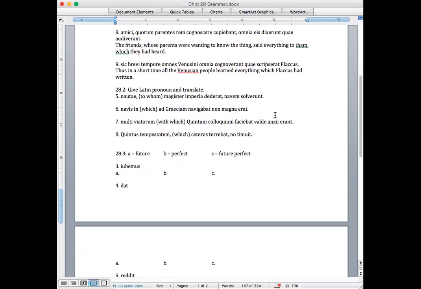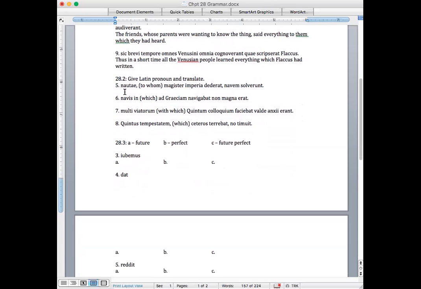28.2, we're going to give the pronoun and then translate the sentence. So we have to know the number and the gender of the antecedent. So number 5, to whom the master gave the orders. So sailors is going to be the antecedent. What is the gender of sailors? It's probably going to be masculine. And is it going to be singular or plural? It's going to be plural. I need to whom. So I need a dative, masculine, plural, which is going to be quibus if you look at your chart.